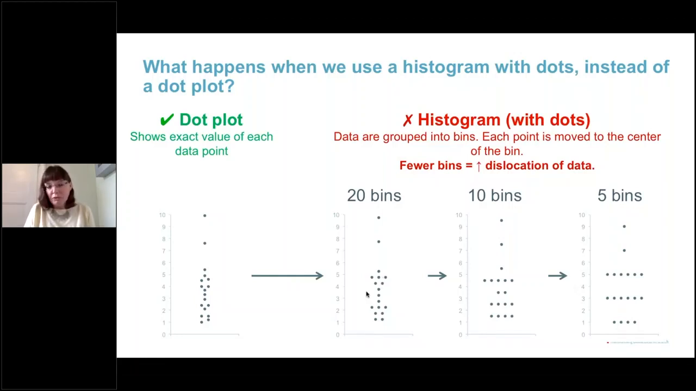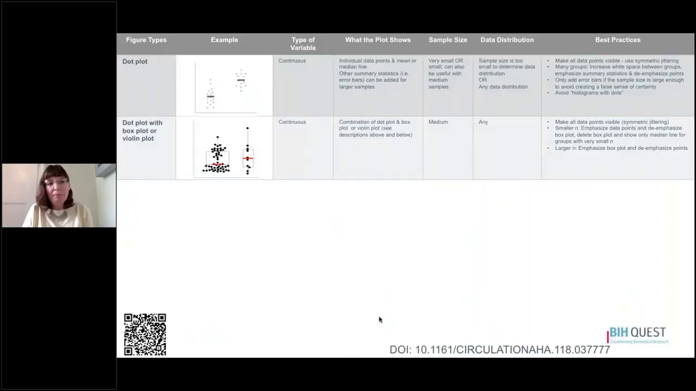So what you want to do is take whatever software you're using, enter some data that are irregularly spaced, and look at the graph you get back and see if they come back as being regularly spaced and if the points have been moved. If they have, then your software is making a histogram with dots, and you want to find something else that's going to make an actual dot plot and not change the values.